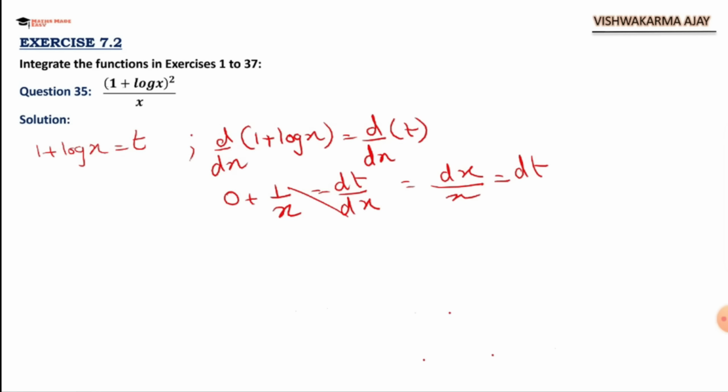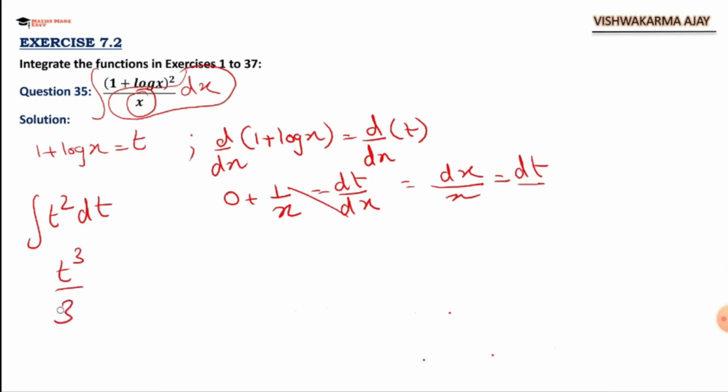Meaning to say that this x and here there is dx, this will be replaced with dt. And we have 1 plus log x, that is t. So we have t square dt, which can be written as t cube upon 3 plus c. Later you will be resubstituting the value of t, that is 1 plus log of x the whole cube upon 3 plus c. Let's move to the next one.